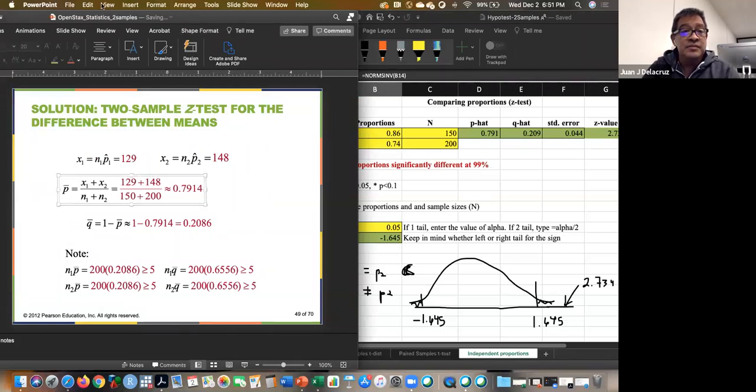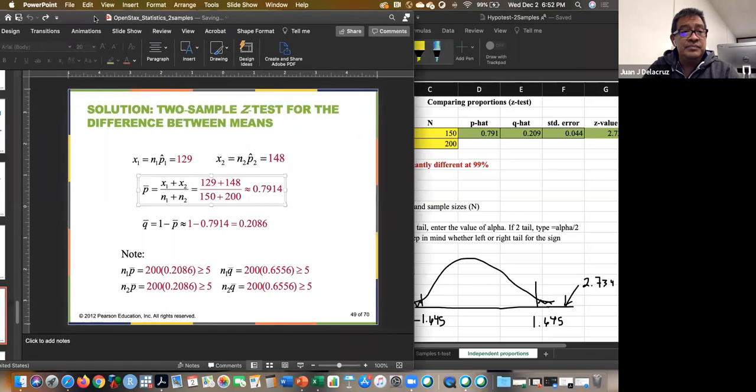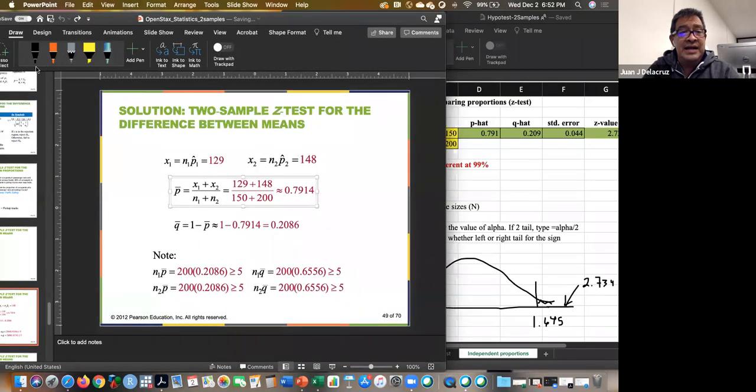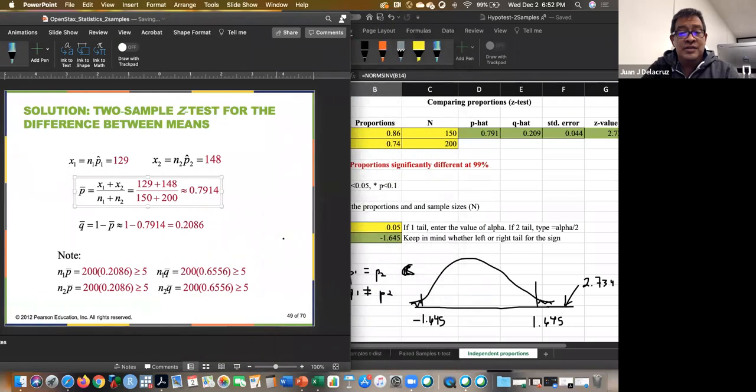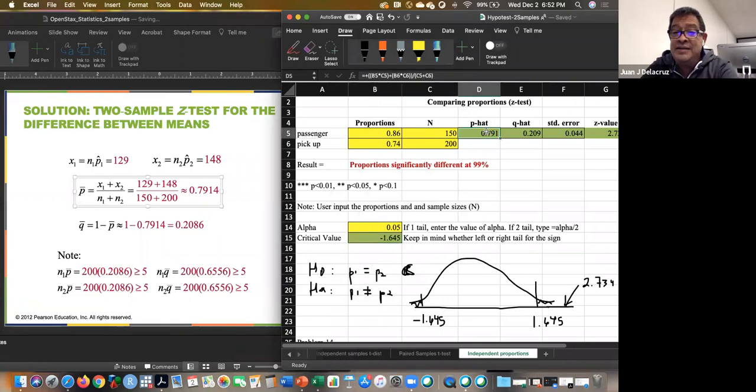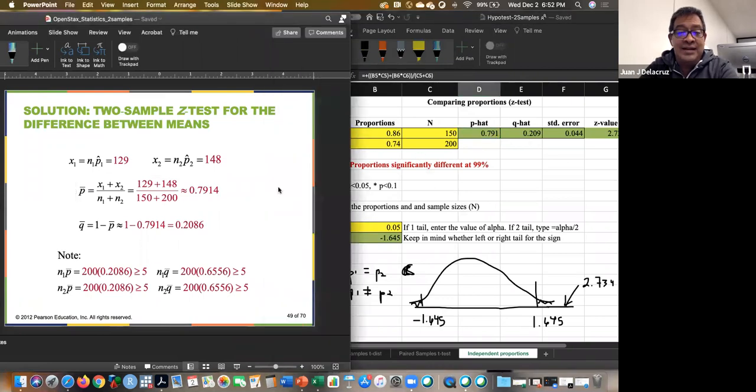Ay, Dios mío, hold on. So here, let me highlight some of the values. In this case, as you can see, 17.7914. So we have here the p bar, not the p hat, it's the p bar. This is the weighted average of the populations. So we have the p-bar here. So we have the q-hat, automatically found.